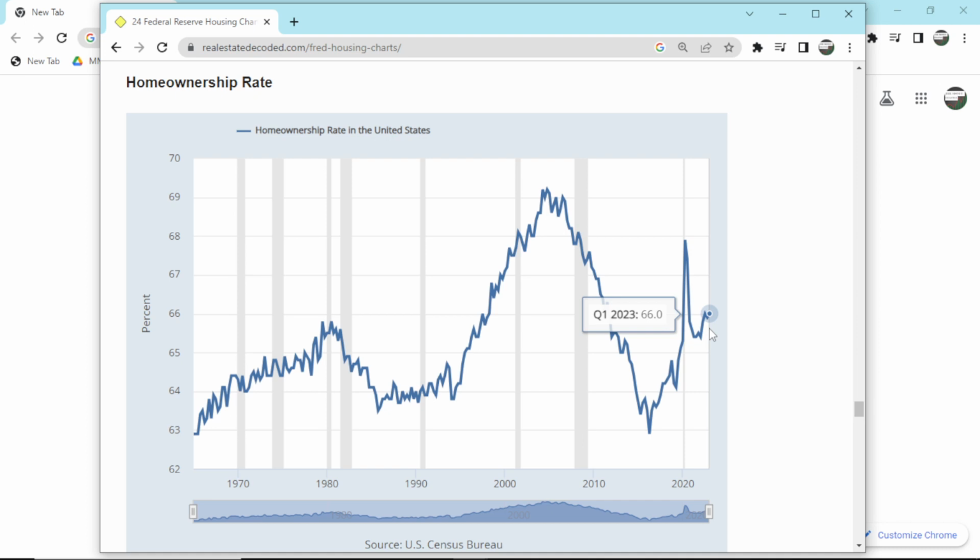And the most recent data point for 2023 is showing that homeownership rate's at 66%, meaning that 34% of people rent. On to the next chart.